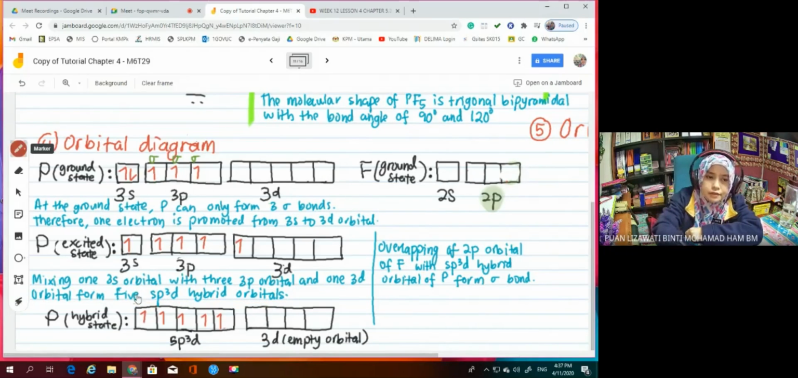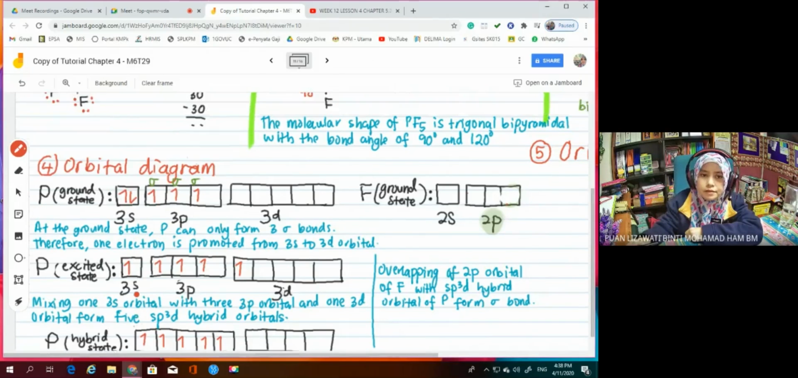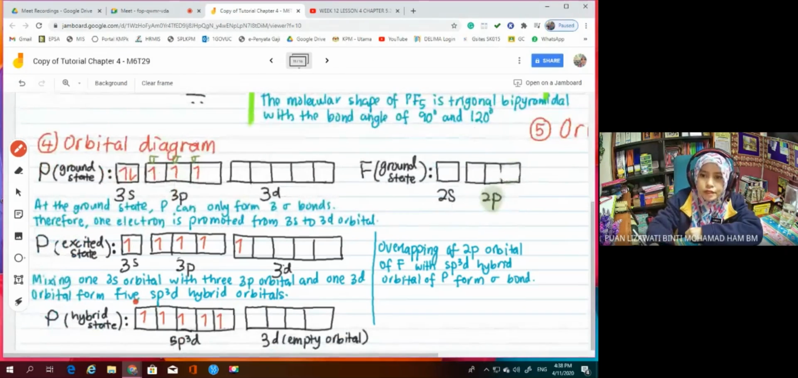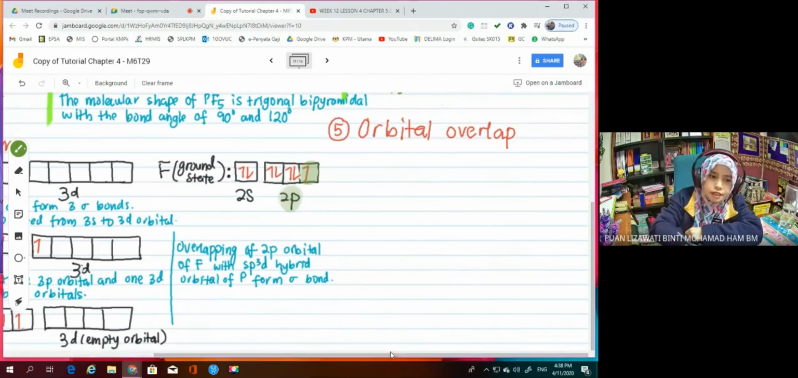Next, we have to write the orbital diagram for the terminal atom. The terminal atom here is fluorine. Fluorine is located in group 17 and it has 7 valence electrons. As we can see here, the sigma bond is formed when the 2p orbital of F overlaps with the sp3d hybrid orbital of P. Here is the explanation that you can write. Remember to mention the overlapping of the 2p orbital of F with the sp3d hybrid orbital of P to form a sigma bond.